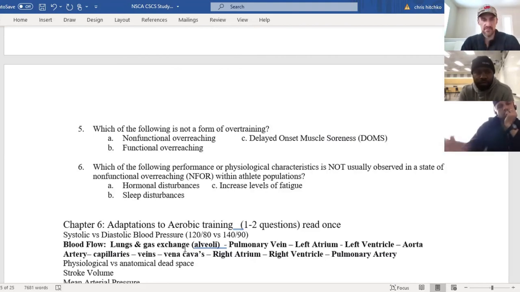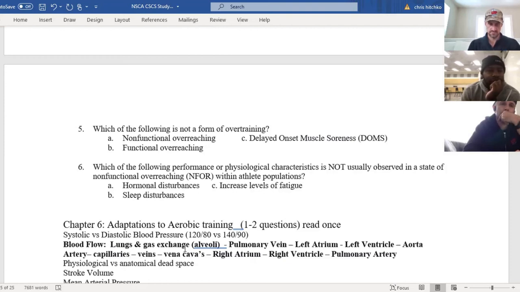Six, last one, which I kind of already answered, but which of the following performance or physiological characteristics is not usually observed in a state of non-functional overreaching, NFOR, within athlete populations? Not usually observed. I'm going to say B. Jimmy? Yeah, I guess I'll go B as well.